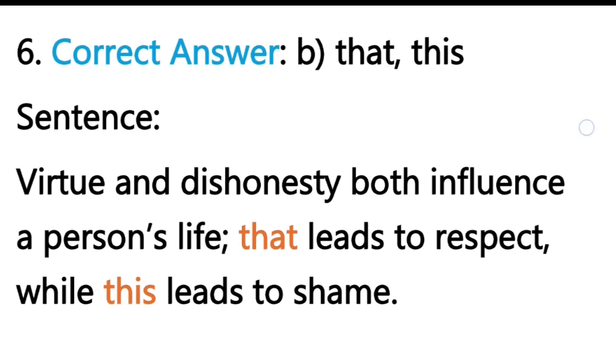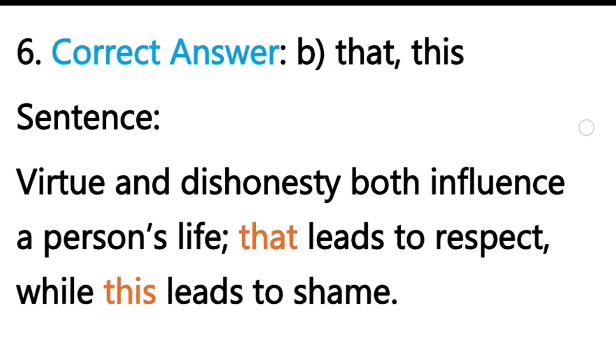We have question number 6, which says, virtue and dishonesty both influence a person's life. Dash leads to respect while dash leads to shame. And answer will be, virtue and dishonesty both influence a person's life. That leads to respect while this leads to shame. Now we have used that, which means it's talking about dishonesty, the last thing mentioned, and this is talking about virtue, the first thing mentioned.